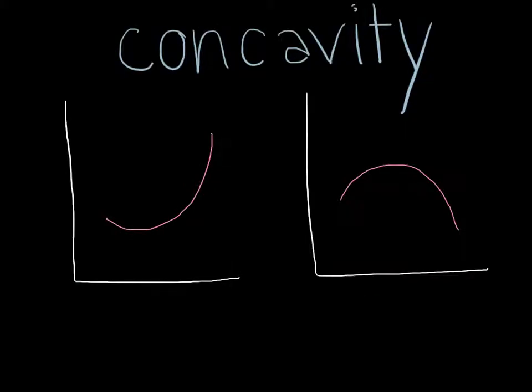Concavity is essentially the way the graph curves. It can be either concave up or down. Here we see a curve that is concave up, meaning if this was like a bowl shape, it faces up and things would stay in it. Here's concave down, things would fall out, it is downward facing, while this is upward facing.